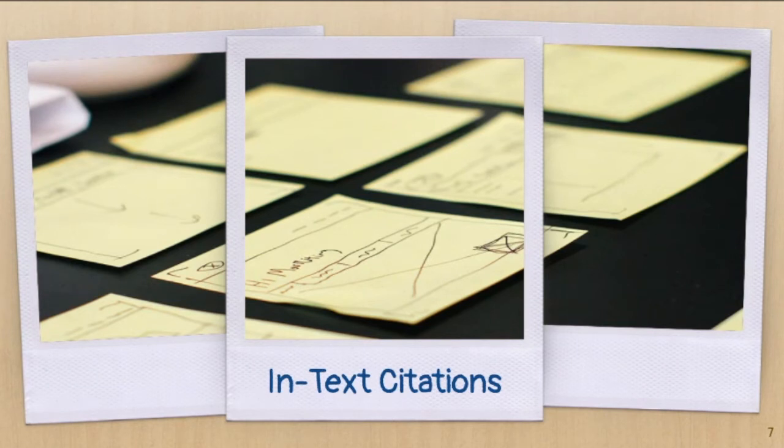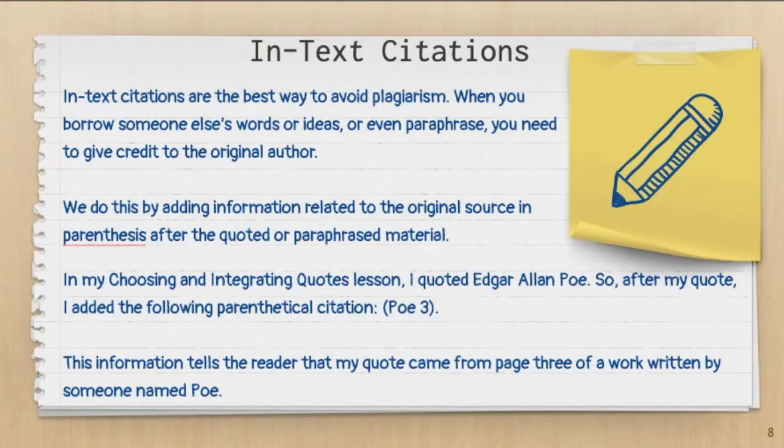All right, next topic, in-text citation. So this is in the body of your research paper, where you have your quotation marks and your paraphrases and so on. Okay, so an in-text citation. This is the best way to avoid plagiarism. When you borrow someone else's words or ideas, or even paraphrase, you need to give credit to the original author. We do this by adding information related to the original source in parentheses after the quoted or paraphrased material.